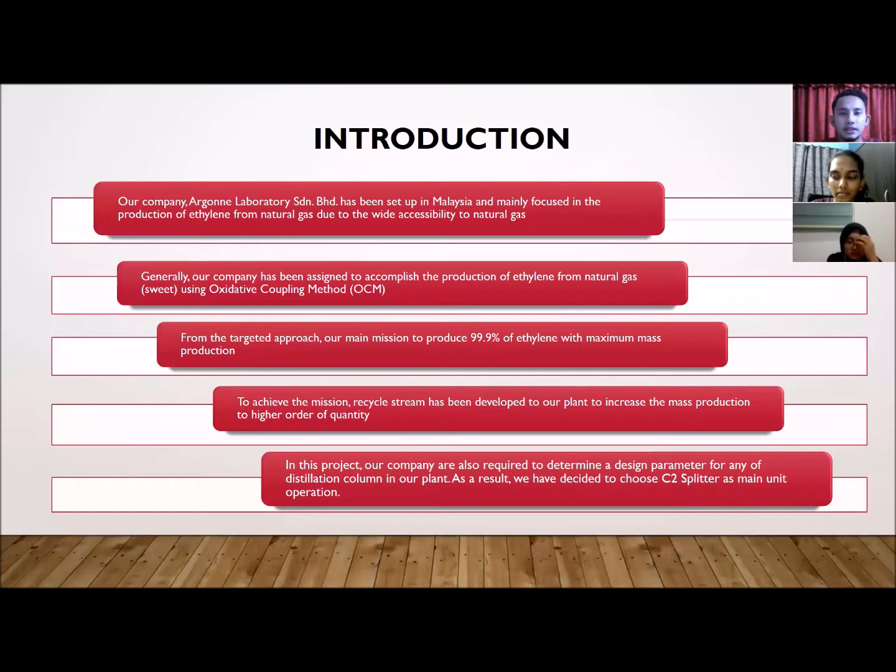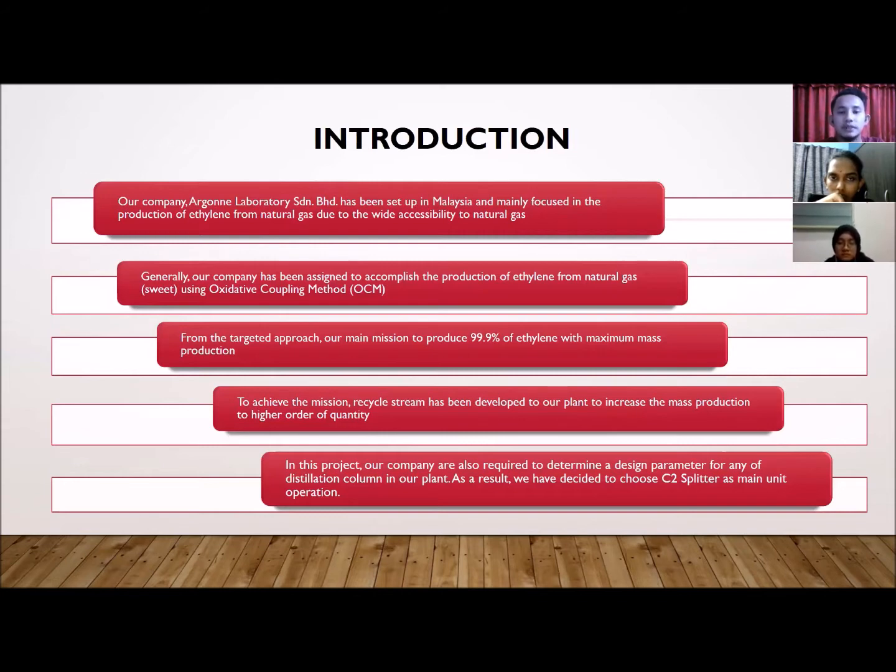We start with the introduction. Our company, Argonne Laboratory Sdn, has been set up in Malaysia and is mainly focused on the production of ethylene from natural gas due to the wide accessibility of natural gas. Our company has been assigned to accomplish the production of ethylene from natural gas using the Oxidative Coupling Method, which is OCM. Our main mission is to produce 99.9% ethylene with maximum mass production.